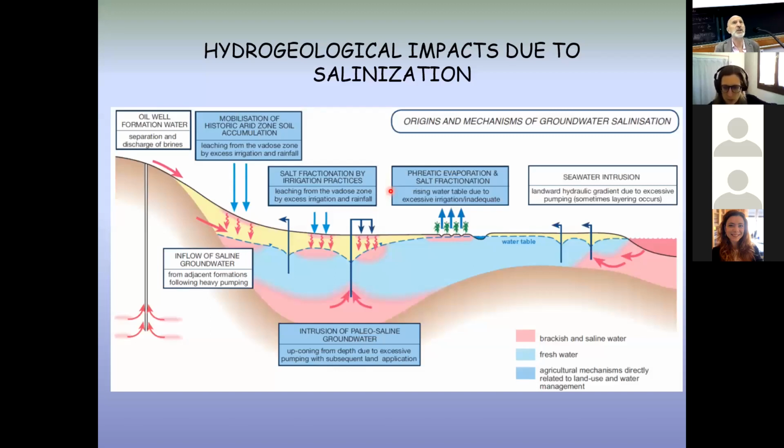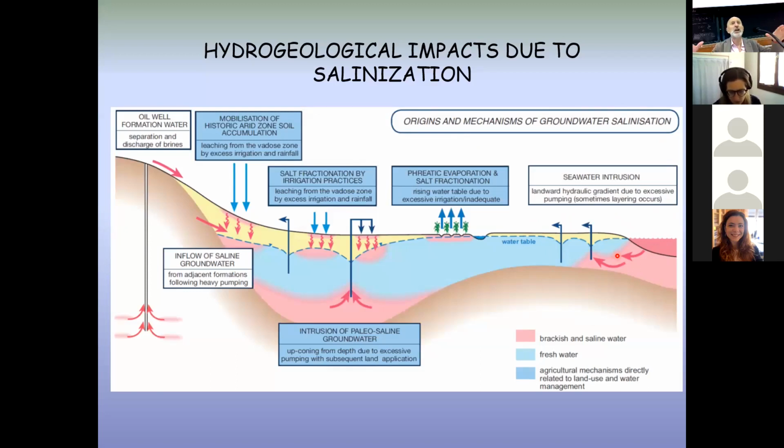Another consequence of overexploitation is the salinization of the aquifer. And in this picture, in this drawing, you see different ways how groundwater could be salinized due to overexploitation. The most common situation is encountered along the shoreline.